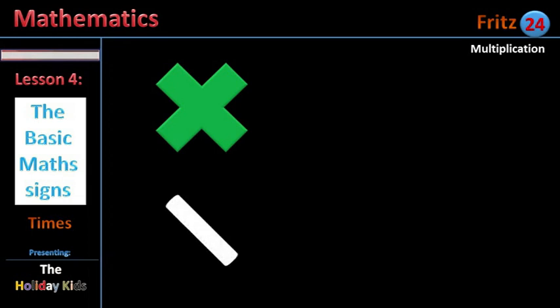To write the multiplication sign, we take a line from top left to bottom right, beginning from the top left to bottom right, as you can see, the first line. Then we cut it with another line in the opposite direction, from top right to bottom left. That is the multiplication sign, times.